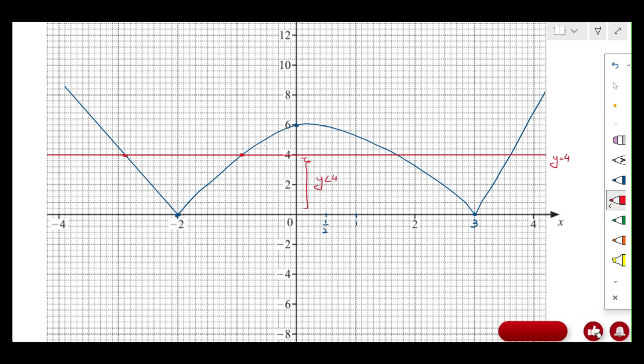This is the point, this is the point. When the x values are between these two, what is this number? Here we have negative 0.9, and here we have negative 2.9. So between negative 2.9 and negative 0.9.